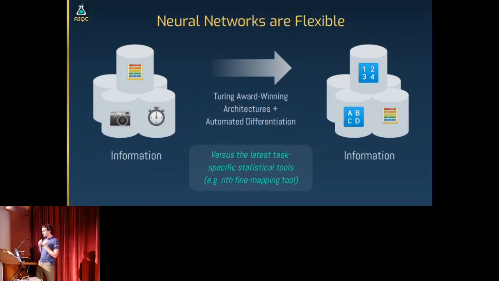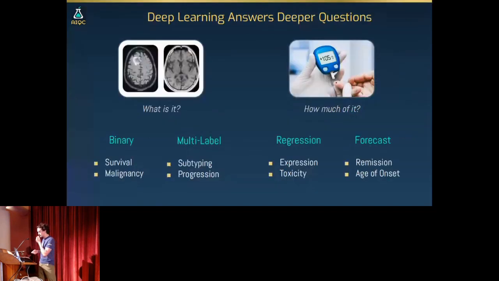So neural networks, I love them. They're really flexible because you can jam in information. And what you're really trying to do is a transformation to a future state. Well, not future, but another state of information. That can be a conclusion, like a regression. It can be a categorical classification. It can be more information. These are Turing Award-winning algorithms, and they solve themselves. You don't have to tweak your own parameters in a differential equation. And it's great to have this tool because we don't have to rely on the nth fine mapping tool to come out. So deep learning allows us to answer deeper questions.